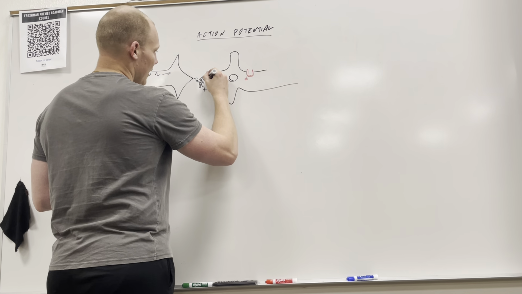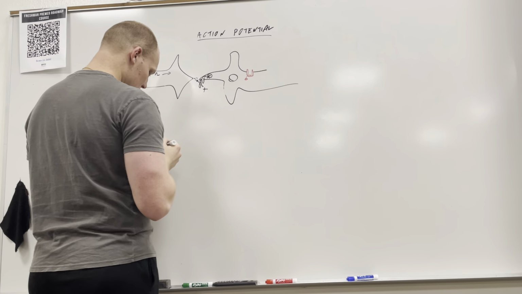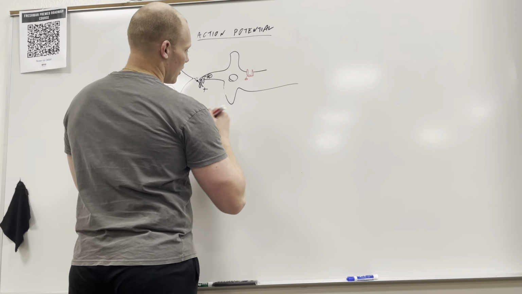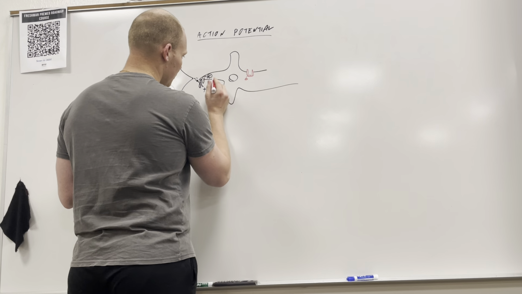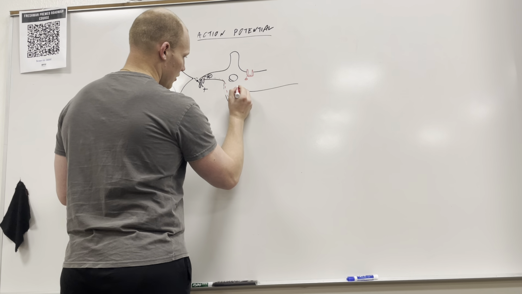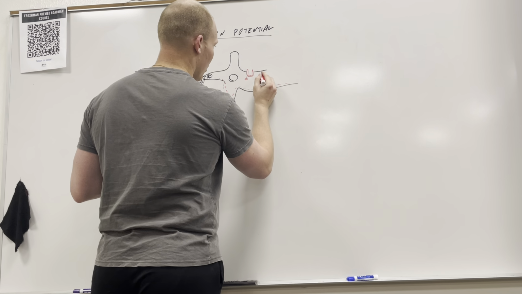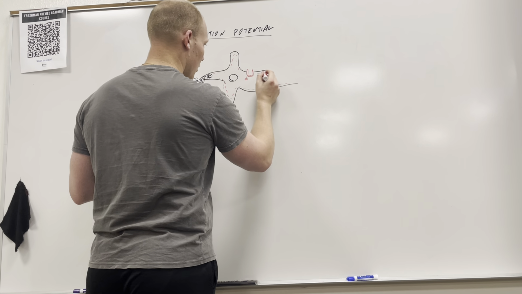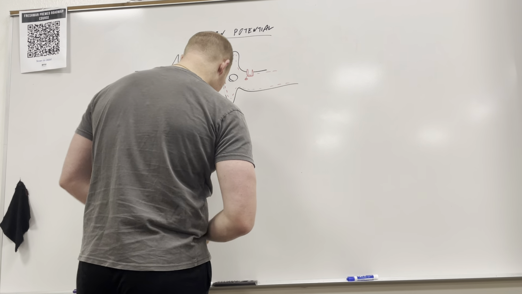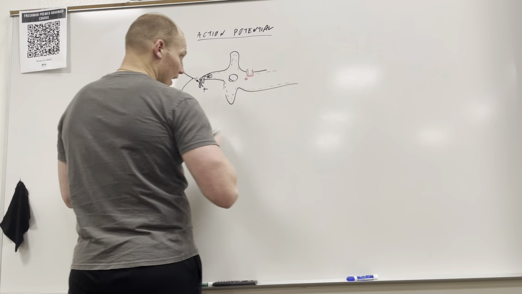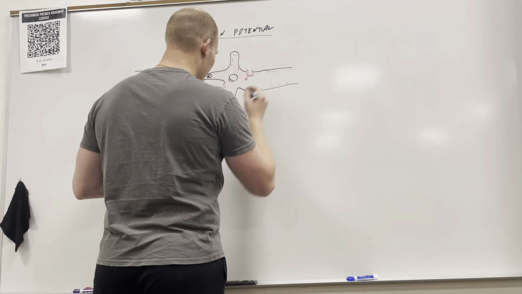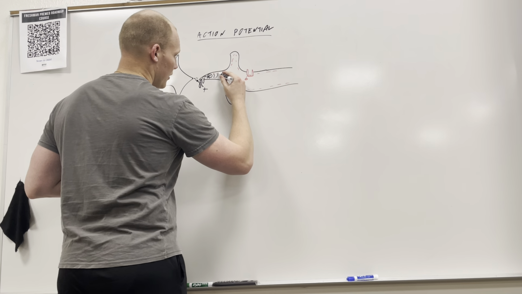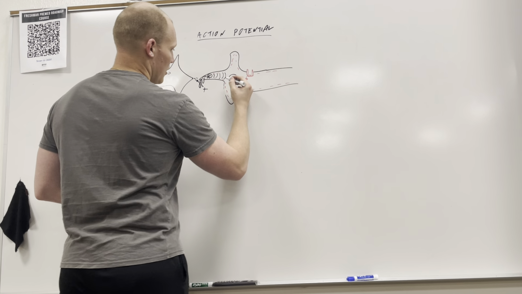As that flows in, it leaves a positive in the cell, and as we know, the inside of the cell is usually negatively charged all the way across on the inside due to that resting membrane potential. And as this positive charge gets in, it creates an electric field that goes through the neuron.